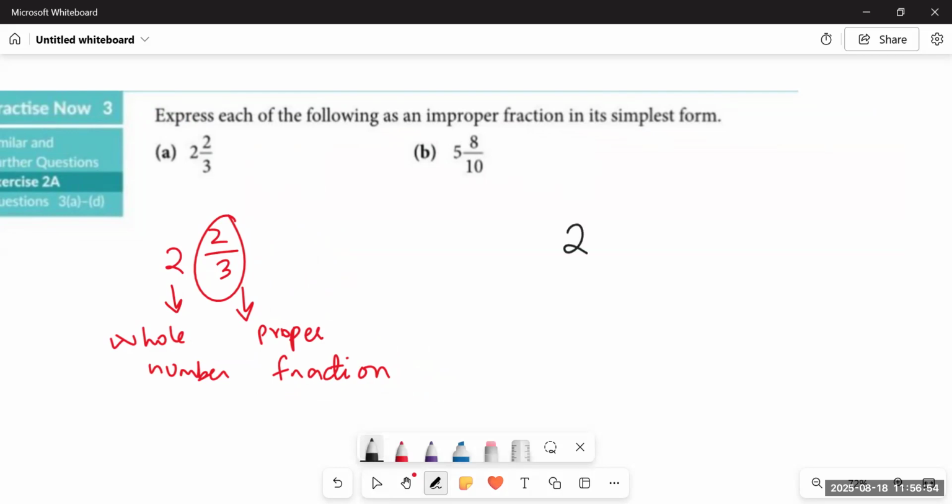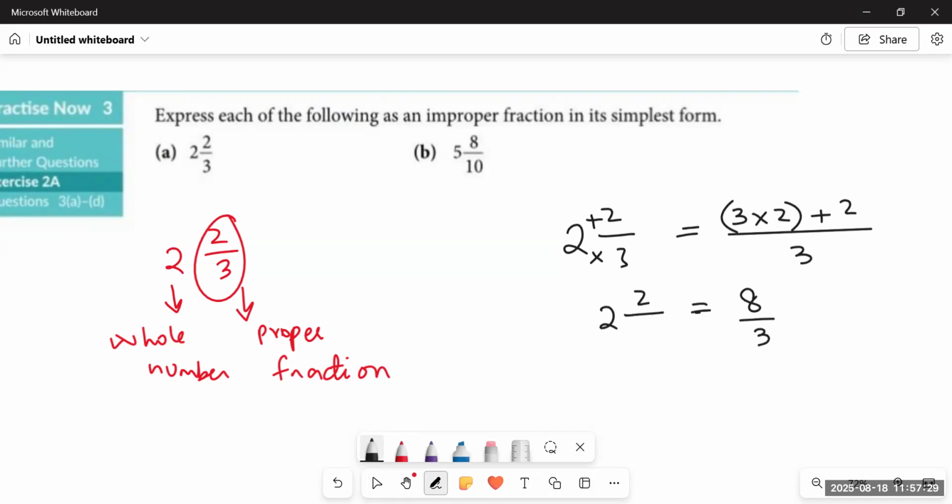So what are we going to do? We will take the whole number and the fraction together. We will multiply the denominator with the whole number. That is 2 3s are 6. And then we will add the numerator to the product. 6 plus 2 is the new numerator, which is 8. And the denominator would remain the same. So I can say that 2 whole 2 upon 3 equals 8 upon 3.